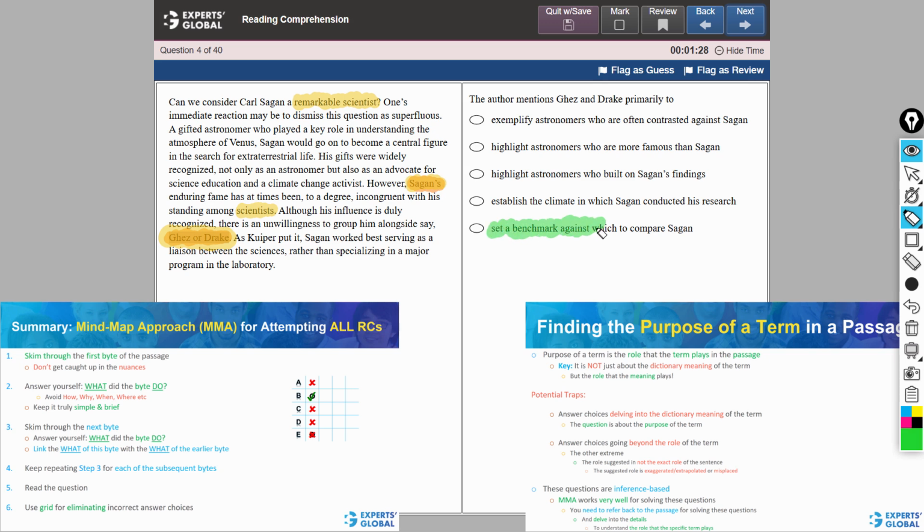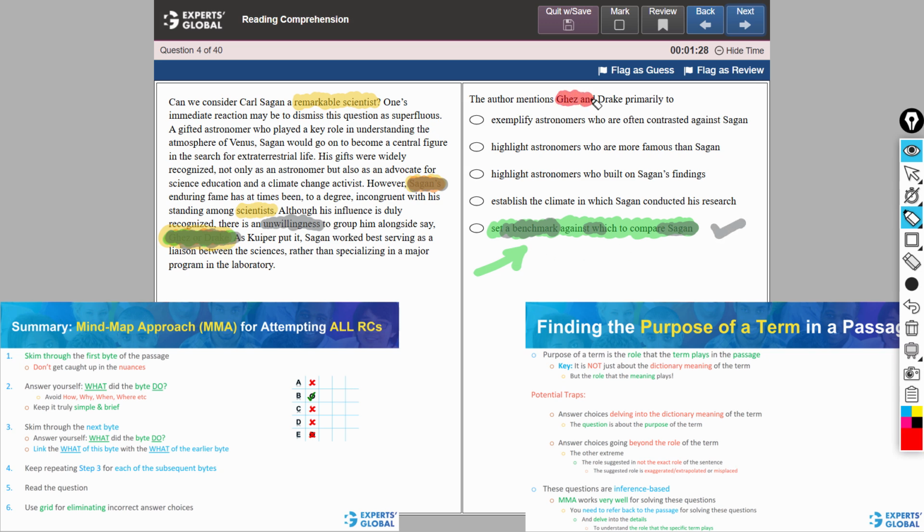Answer choice E is exactly in sync with our broad expectation from the correct answer choice. Yes, these scientists set a certain standard, a benchmark against which they compare this scientist, and the result is that they are unwilling to put this scientist in the same category. Answer choice E is absolutely correct.